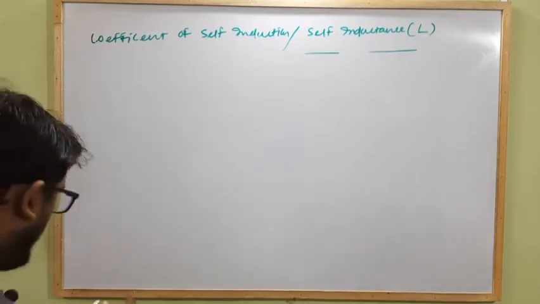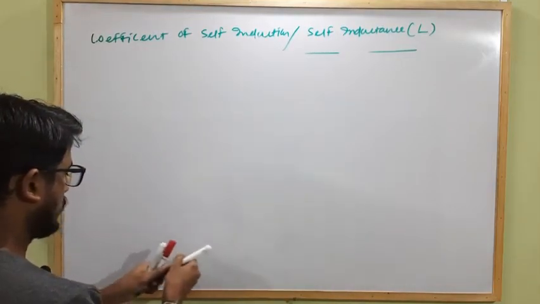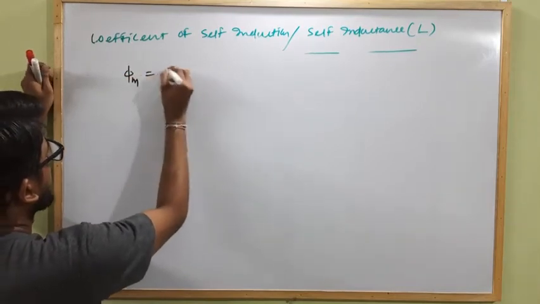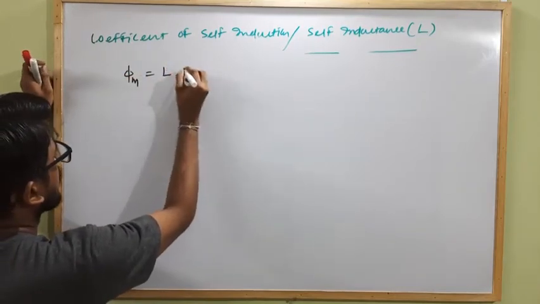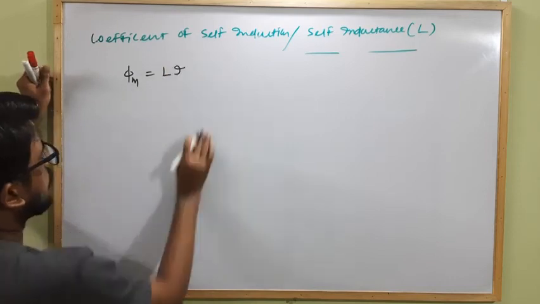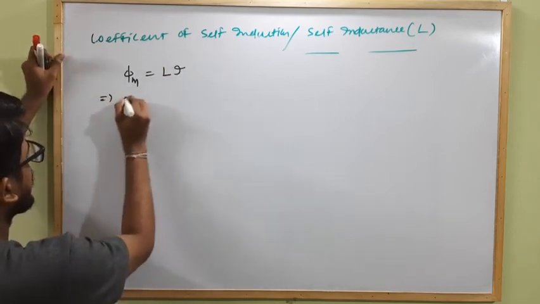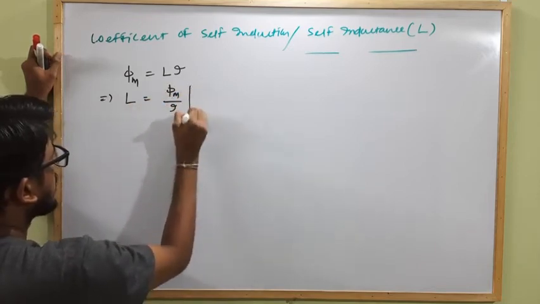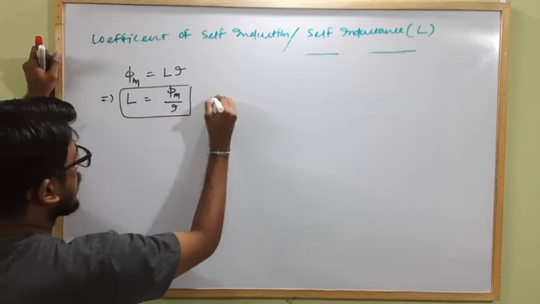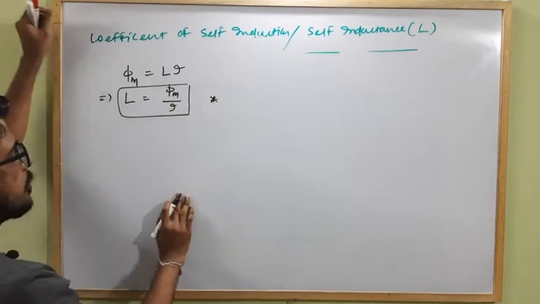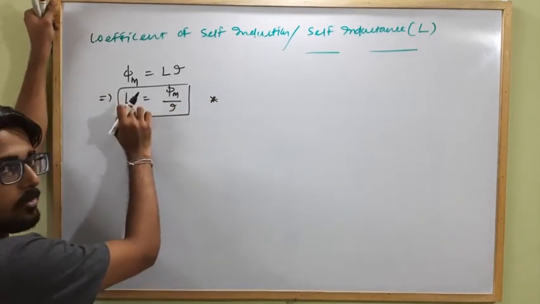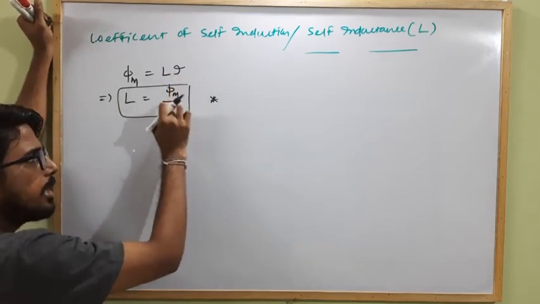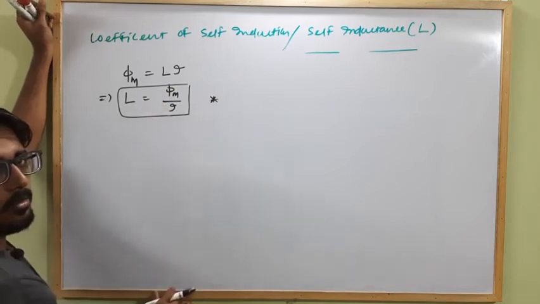So as we already discussed, the magnetic flux linked with the inductor is the self-inductance of the inductor into the current flowing through it. From this we get the self-inductance L equal to magnetic flux by current. So according to this we can write the definition of self-inductance. The self-inductance of an inductor is defined as the magnetic flux linked with the inductor when unit current is allowed to flow through it.